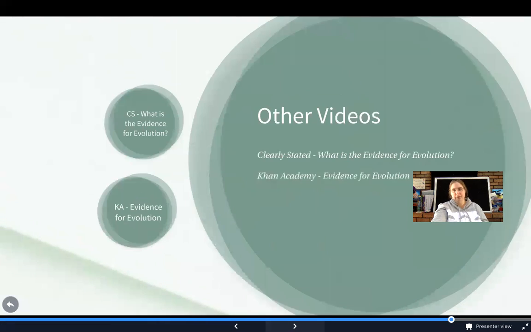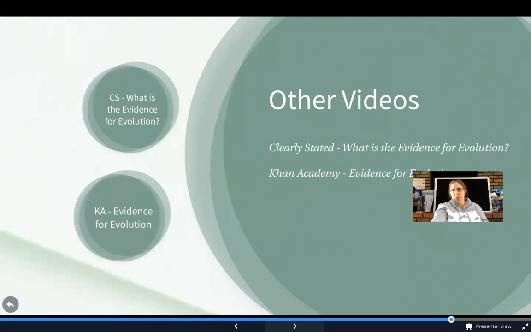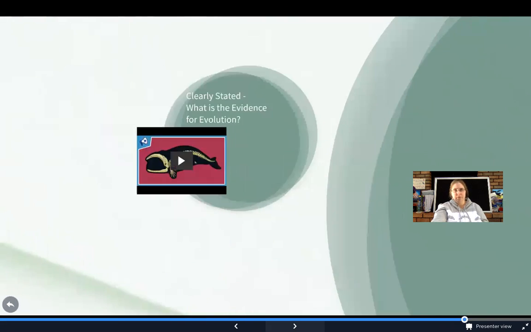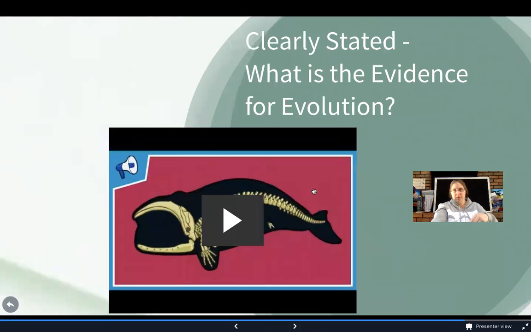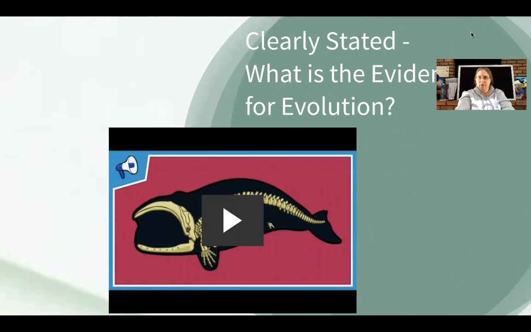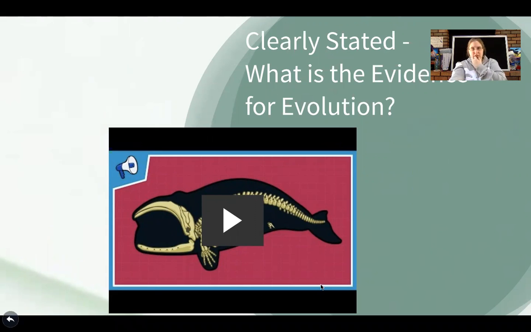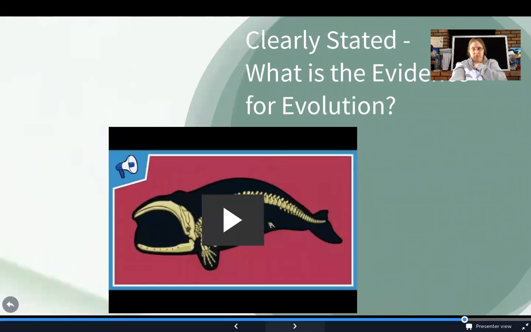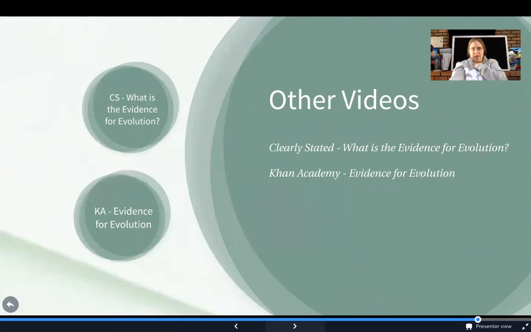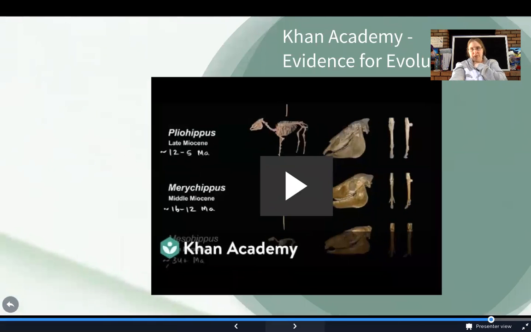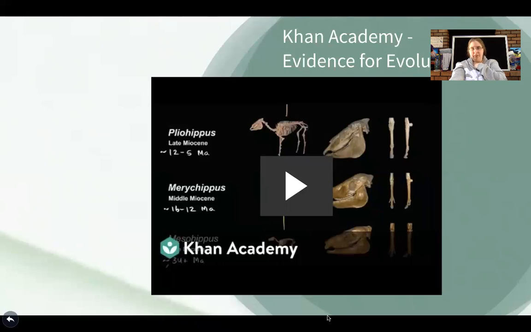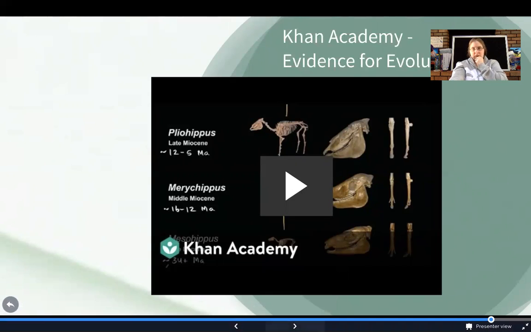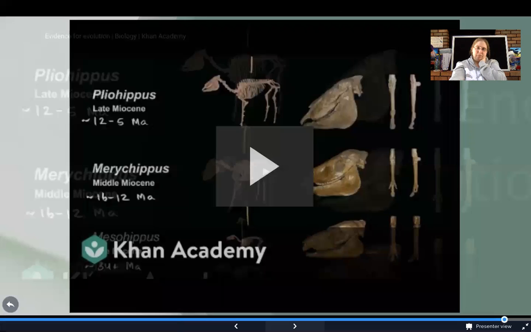And then other videos include Clearly Stated, What Is the Evidence for Evolution. You can see already they're going to talk about vestigial structures. Another good one to look into. And then Khan Academy, Evidence for Evolution. This one, you see they do talk about the fossil evidence as well, among other things. So definitely go ahead and check out some of those. It'll help you understand what the different evidence means.